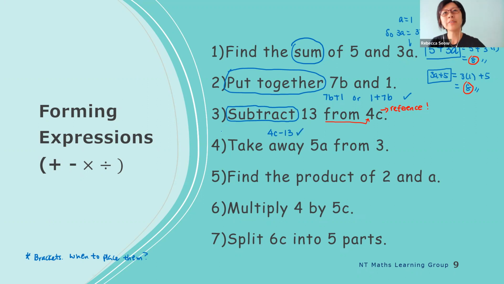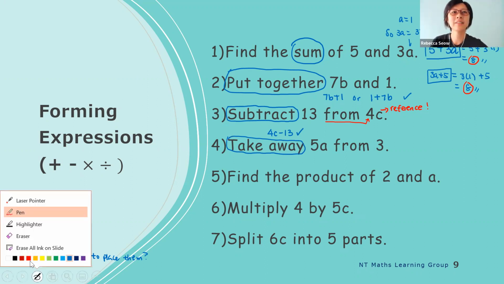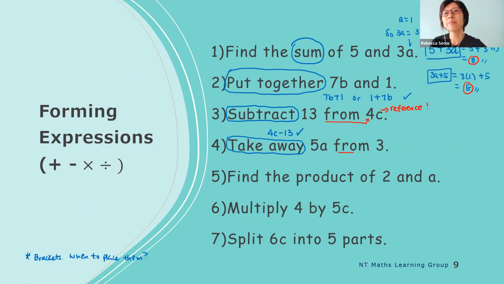Now, number 4, we have the words take away. Take away means subtract. Where is our reference point now? From 3. So we start from the number 3. The answer is 3 minus 5a. Yes, 3 minus 5a. We got it.